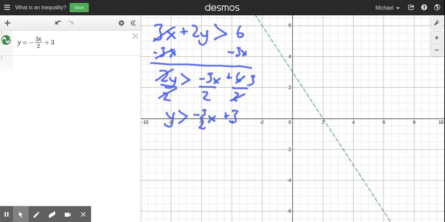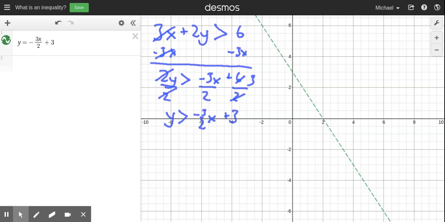Now, we're not done yet. Remember, the other half of it is we have to shade on one side or the other, because with inequalities, it's not just the line that's part of the solution. It's a whole bunch of points as well, based on whether it satisfies less than or greater than. So how do we figure out what side to shade on?